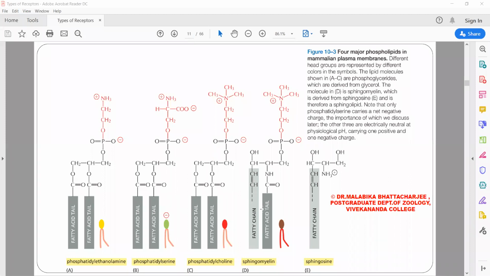The last molecule is sphingomyelin. Sphingomyelin is derived from the molecule, you can see it's written here, sphingosine. So this molecule is basically a sphingolipid. It's a bit different chemical. It is derived from sphingosine.